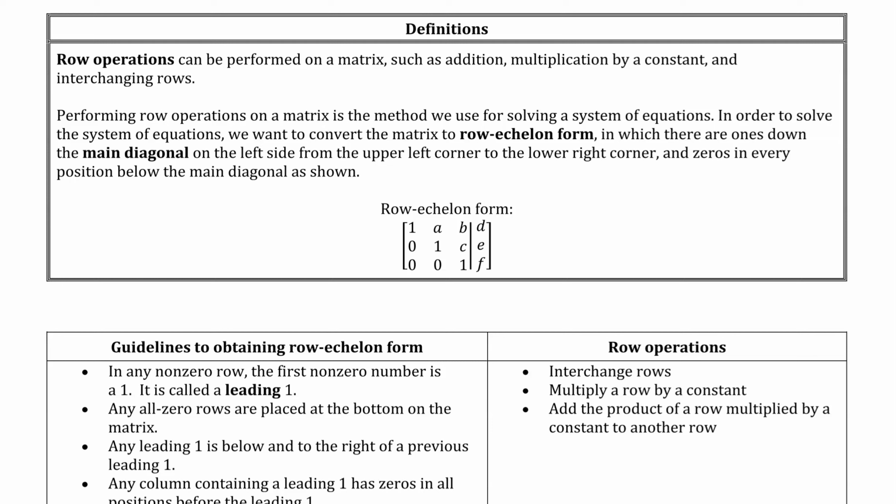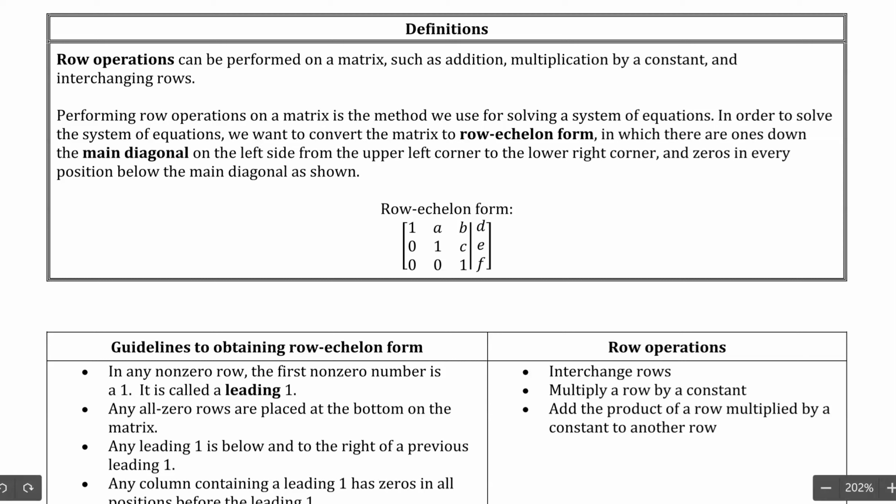In this video, we will use row operations to solve a system of linear equations in two variables. So just a little bit of an overview before we get started with an example. Row operations can be performed on a matrix. These are things such as addition, multiplication by a constant, and interchanging rows. We'll get into specifics on which row operations are allowed in just a minute.